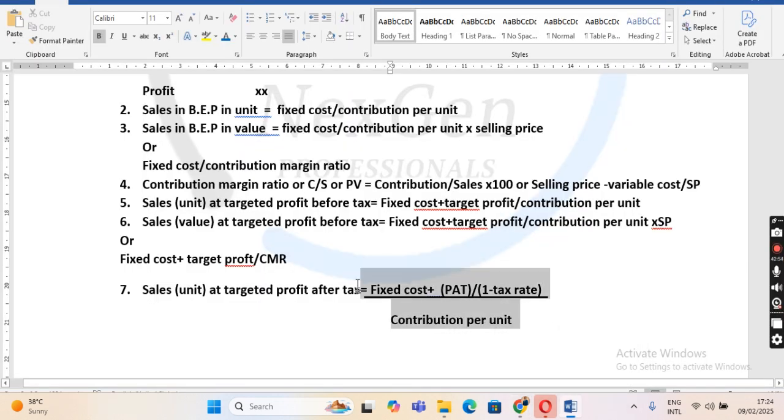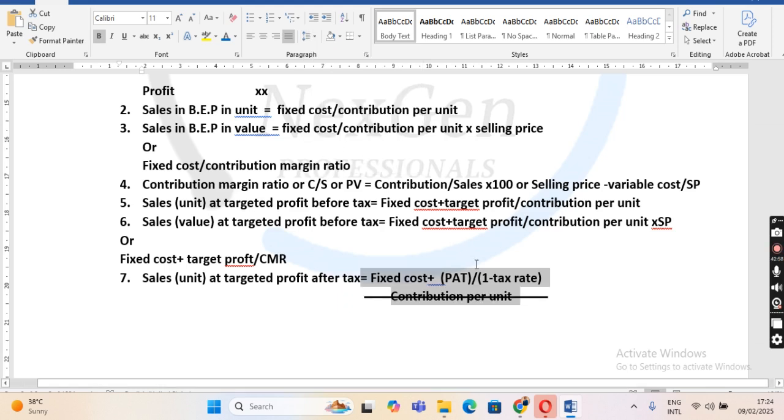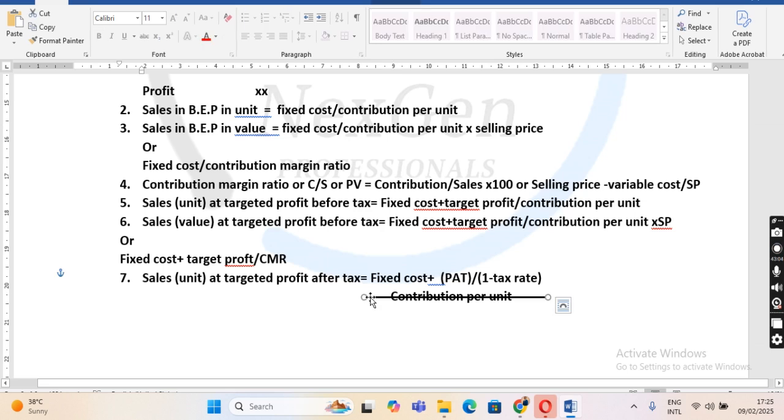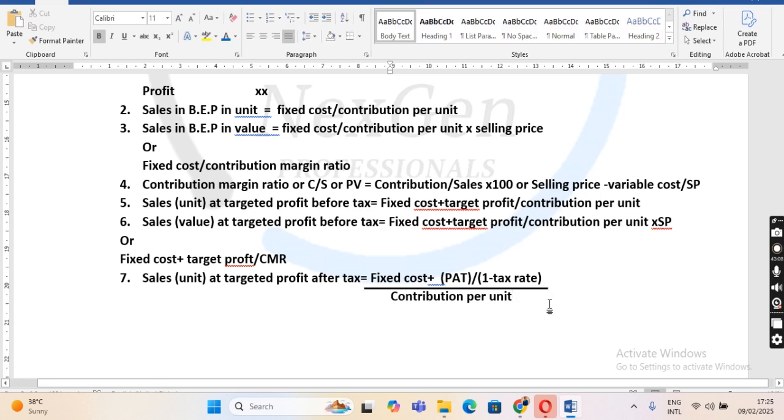So you divide it by contribution per unit, because you have to determine the unit. So if this is established, the next thing we need to talk about is the value. We've already talked about the unit at profit after tax.